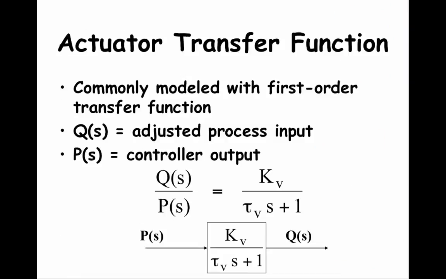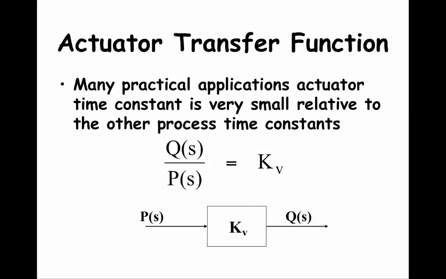For this class, we will model actuators with a first-order transfer function relating the actuator output QS to the controller input PS. So the transfer function will be kV over tau V times S plus 1. In many cases, the actuator time constant tau V is very small compared to the other process time constants, so we can model the actuator as a constant gain kV. We talked about the gain of a transfer function in section 7 of the course packet.